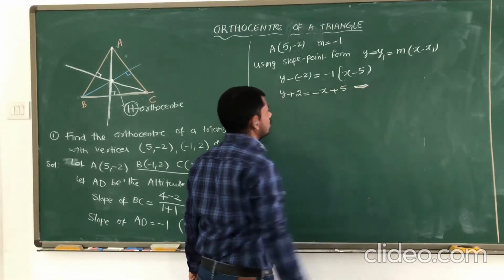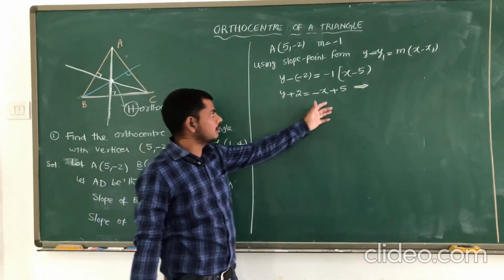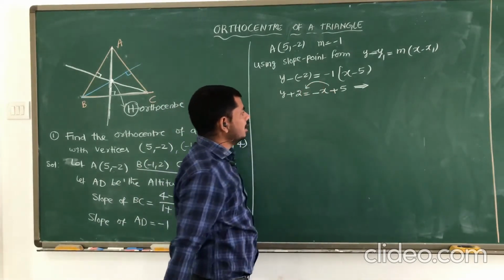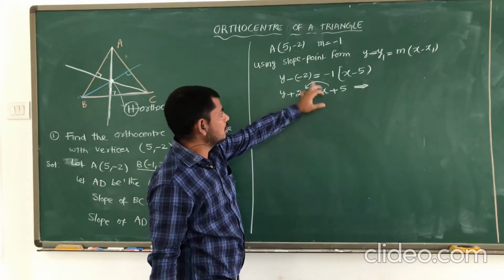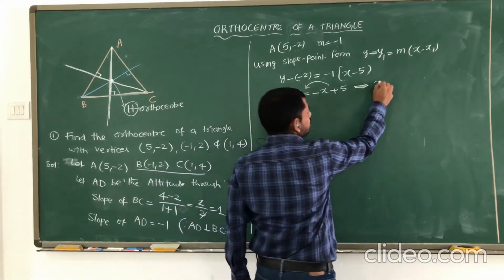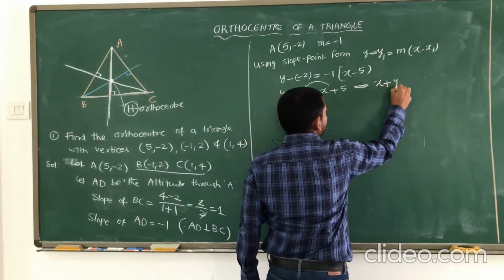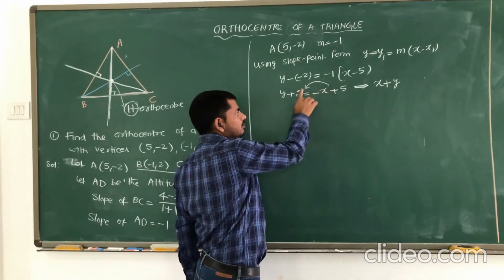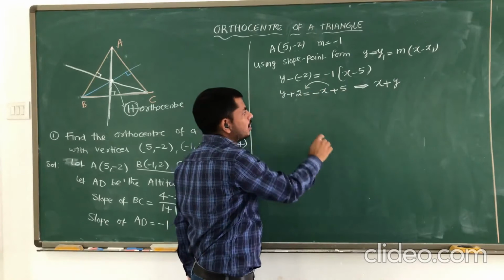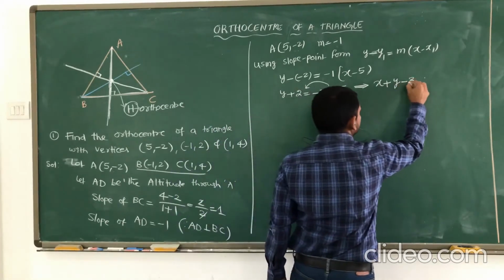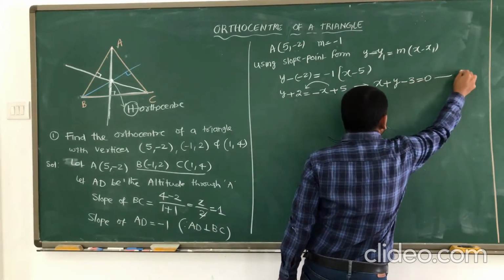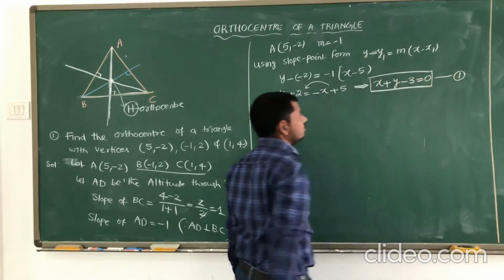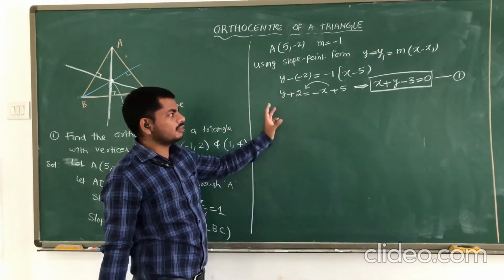Make it one side, shifting RHS to LHS. Try to write the x coefficient as positive, so minus x becomes plus x: x plus y. On the LHS there is 2. If we shift this 5 to the left side, it becomes minus 5. 2 minus 5 is equal to -3. So x plus y equals -3. This is equation number 1, the equation of the altitude through vertex A.